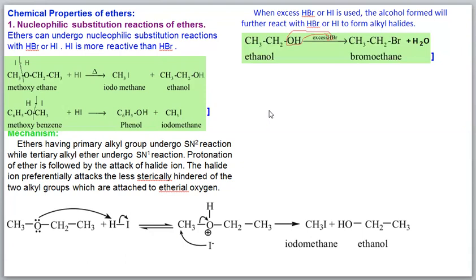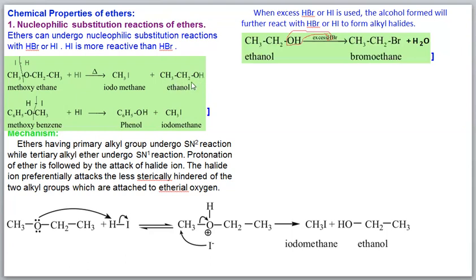Then if we take hydrogen halide in excess: when excess HBr or HI is used, the alcohol formed will further react with the HBr or HI to form alkyl halide. If we take an equimolar quantity, this 1 mole and this also 1 mole, then we will get alkyl halide and alcohol. If we take excess of hydrogen halide, then what will happen?